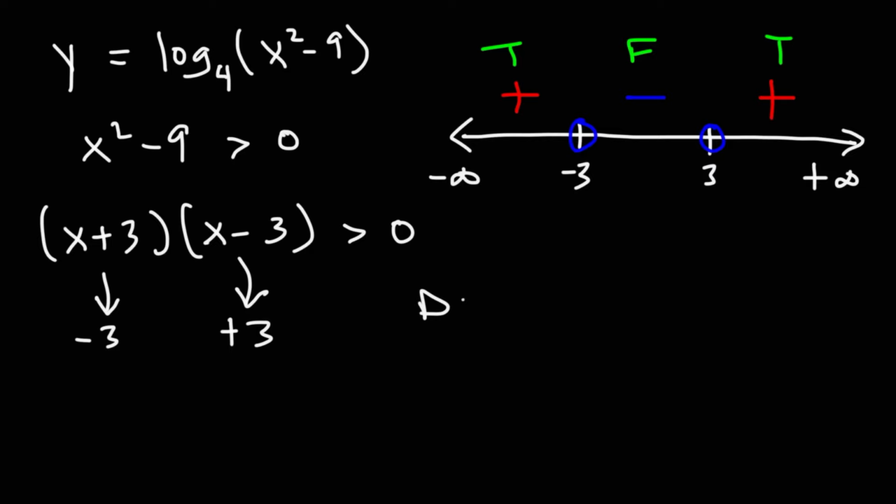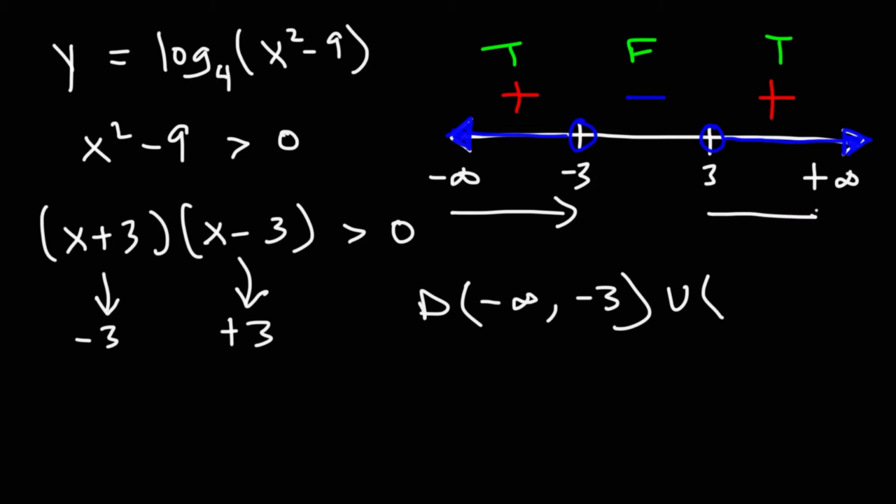So now we can write the domain, reading it from left to right. So we're going to start with negative infinity. It's going to go to negative 3. We're going to skip this part. By the way, if you want to shade it, it's going to look like this. We're only going to shade the parts that are true, or the part that we got a positive result. So we need to skip this section. We're going to write union. We're going to continue at positive 3 and go towards infinity. So that's the answer for this example.